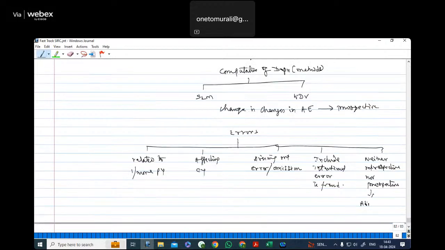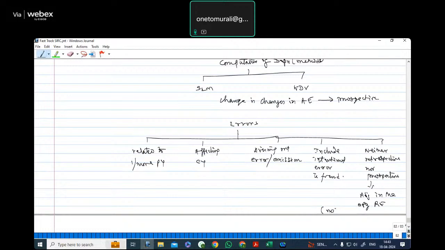Adjust in the opening retained earnings, not to affect the current year P&L. Okay. Errors related to one or more previous years affecting the current year arising out of error or omission include intentional error, that is fraud, neither retrospective nor prospective. That is adjusting the opening retained earnings, not to affect the current year's profit and loss account. This is what we need to understand from error or omission.